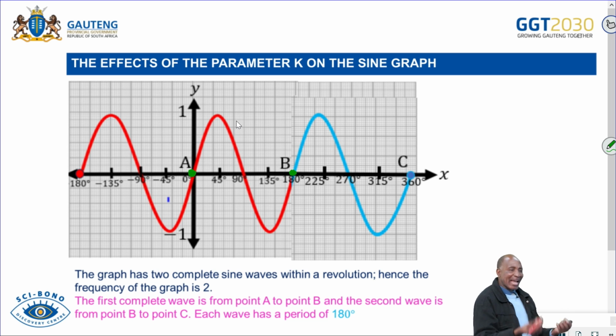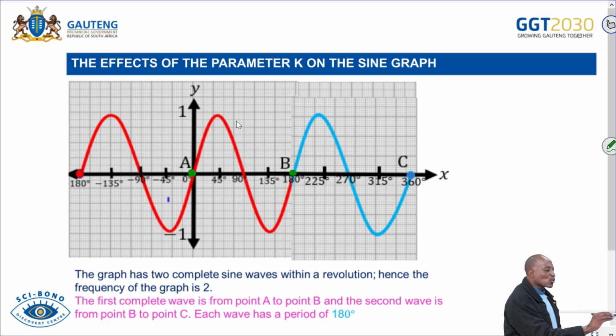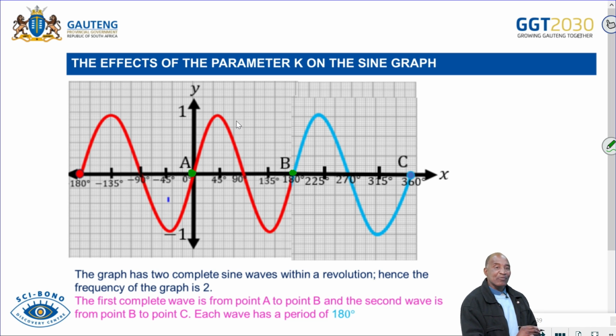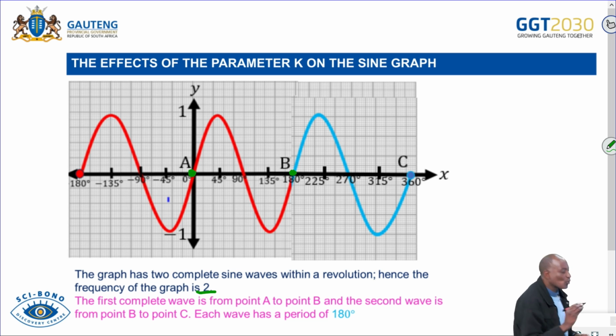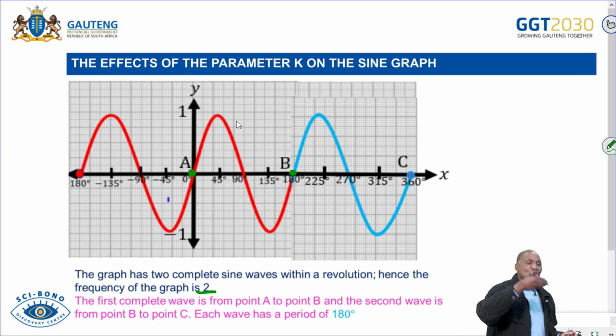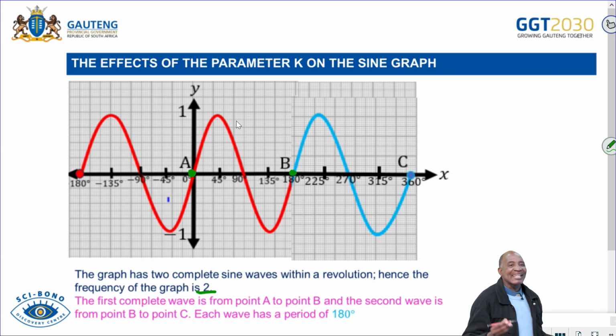So what does that imply to me? This graph has 2 complete sine waves within a revolution. Hence, the frequency of the graph is 2. That 2 I introduced speaks to the frequency of the graph, meaning from 0 to 360 degrees, how many times will I see a complete sine wave? I will see it twice.